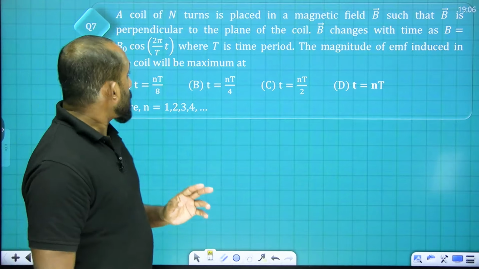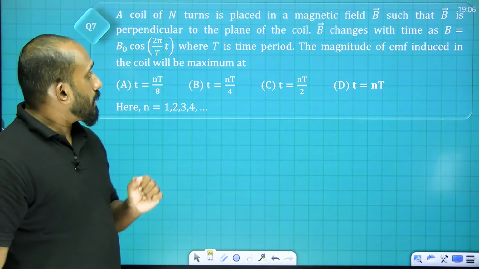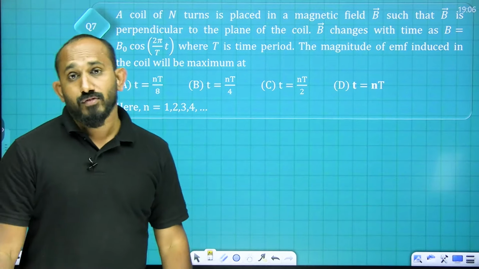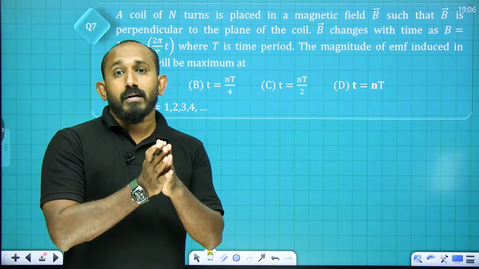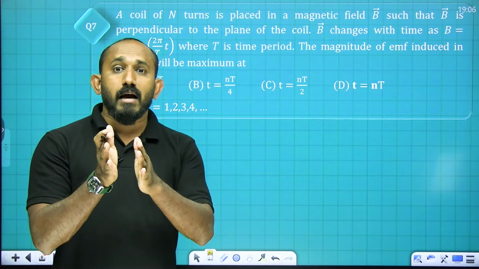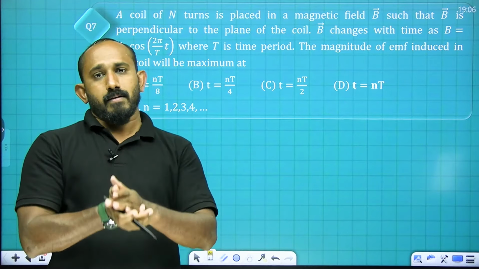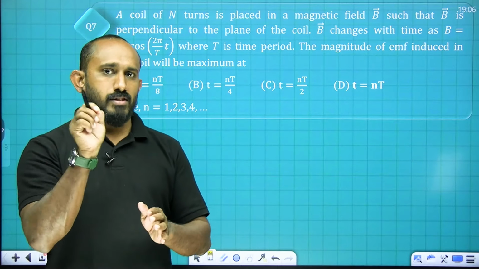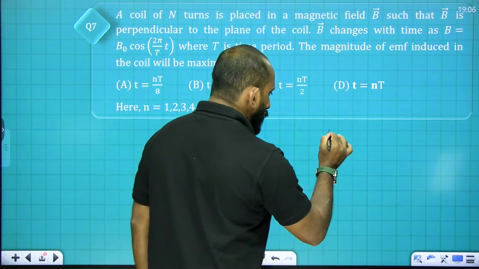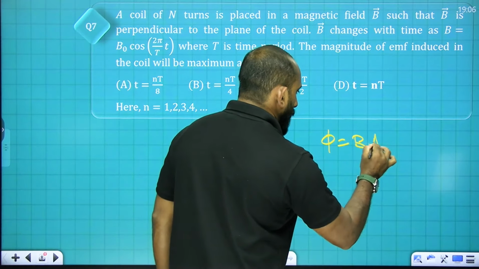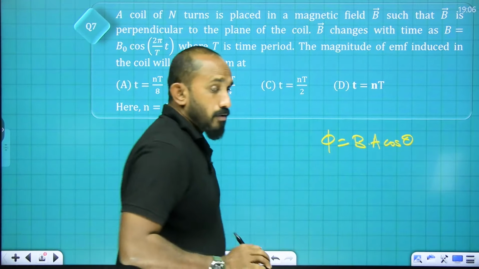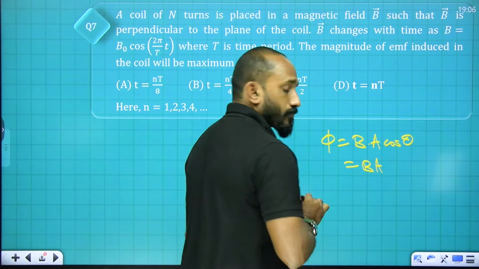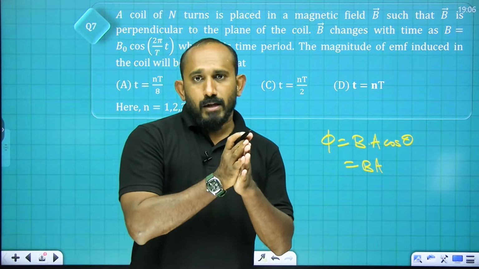A coil of N turns is placed in a magnetic field B such that B is perpendicular to the plane of the coil. So the magnetic field is perpendicular to the plane of the coil, which means B and the area vector will be on the same line. Please note it. Regarding flux, you know, it is B dot A. So phi equals BA cos theta. Here theta will be 0 degrees, so simply you can say it is B into A. The magnetic field is perpendicular to the plane of the coil, as given.